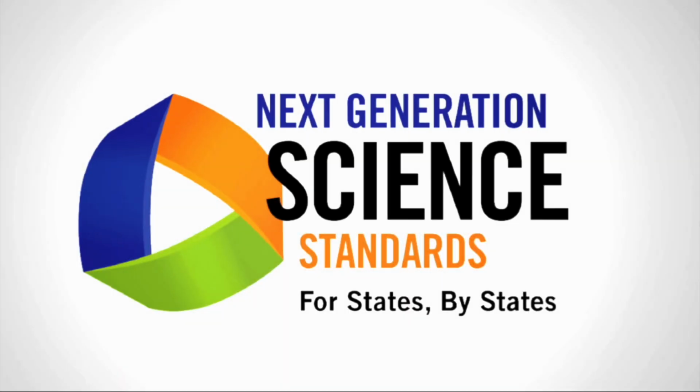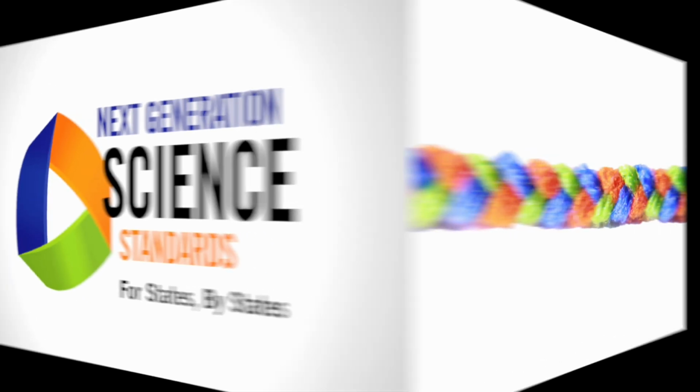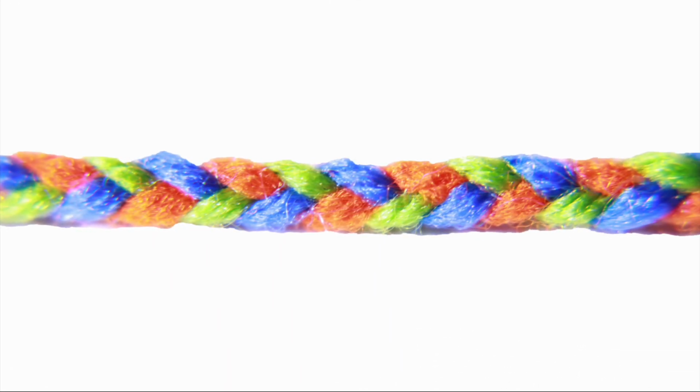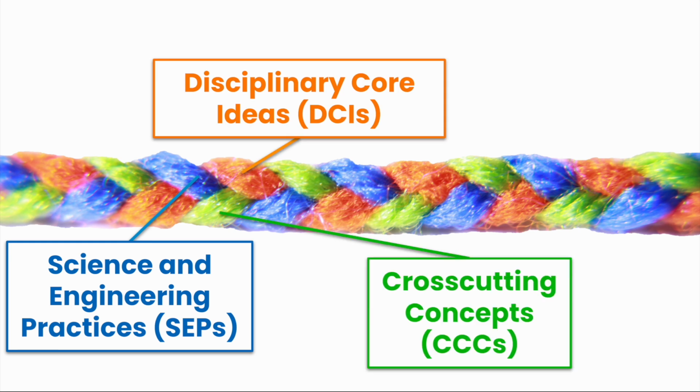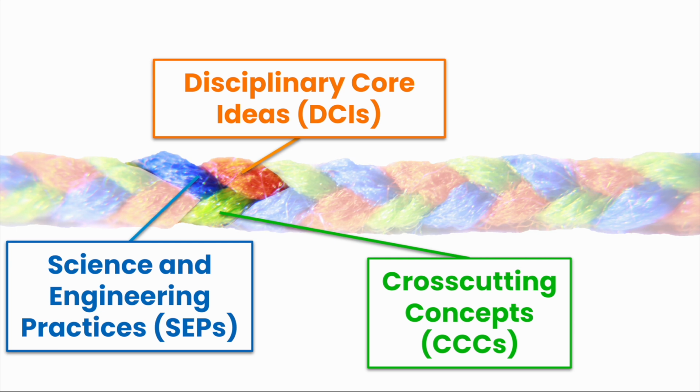A major shift of the Next Generation Science Standards is that they're made up of three dimensions: the science and engineering practices, the disciplinary core ideas, and the cross-cutting concepts. Being familiar with each dimension and knowing how they work together is key to realizing the vision of the NGSS in the classroom.